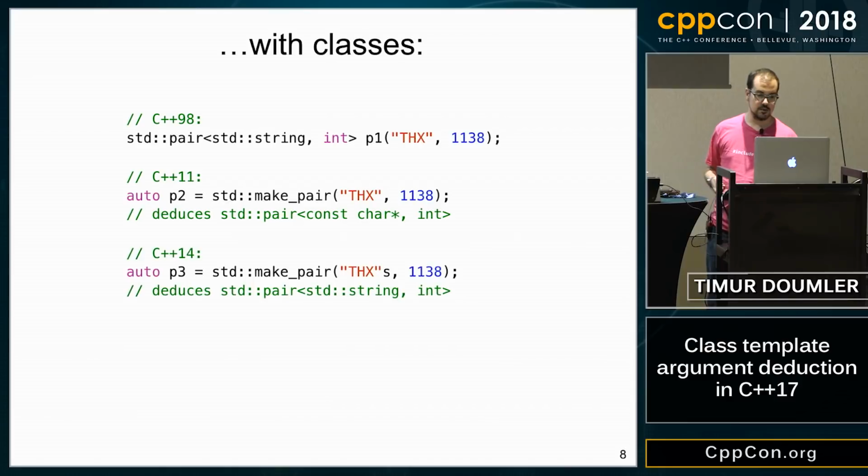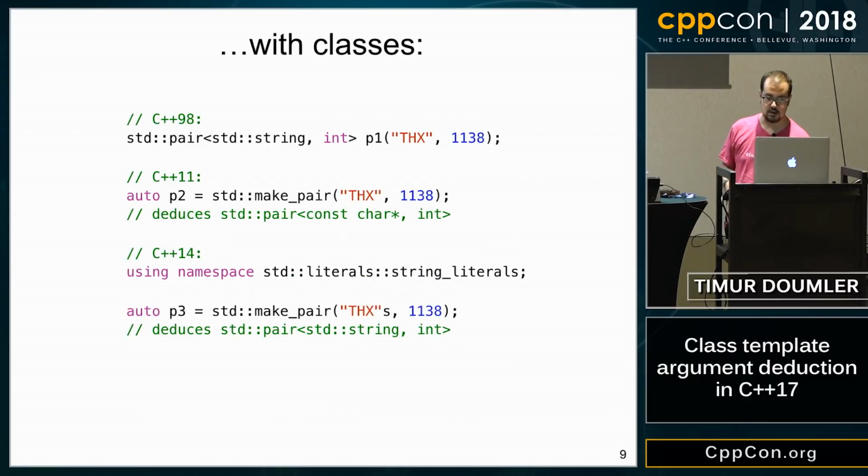But in C++14, nothing really changed. So if you want to deduce a string, the only modification we got was these user-defined string literals, so you could write, in this case, "THS"s, and then the little s is going to turn the const char star into a string, and then you're going to get a string. Unfortunately, you also have to use this namespace whenever you use these string literals.